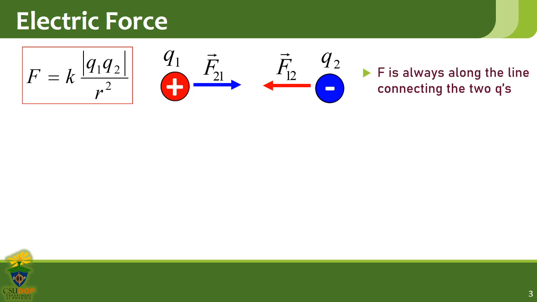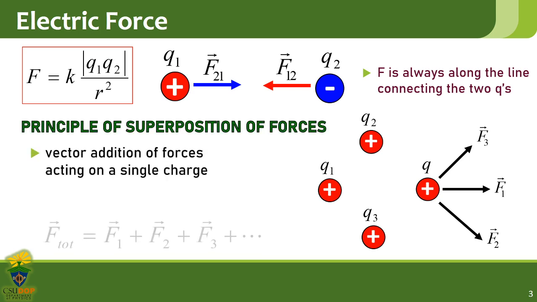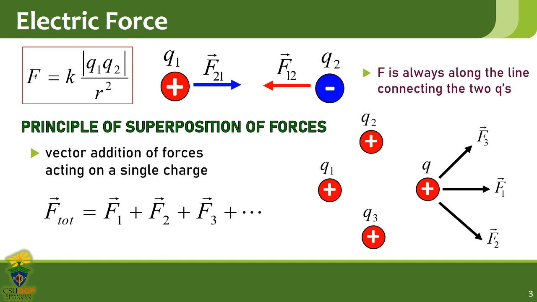If there is more than one force acting on a charge Q, such as the one shown here, then the principle of superposition of forces will be applied. The total force on that charge will then just be the vector sum of all the forces acting on it.